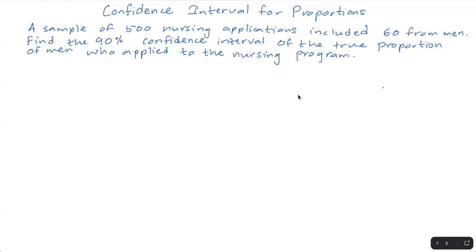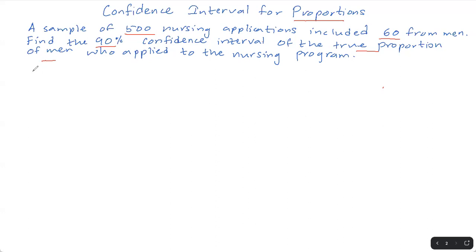So today I'm going to discuss confidence interval for proportion. In the previous video, I discussed confidence interval for the population mean. So here we are going to look at proportions. This is the example. A sample of 500 nursing applications included 60 from men. Find the 90% confidence interval of the true proportion of men who applied to the nursing program. So this is a problem related to proportions.